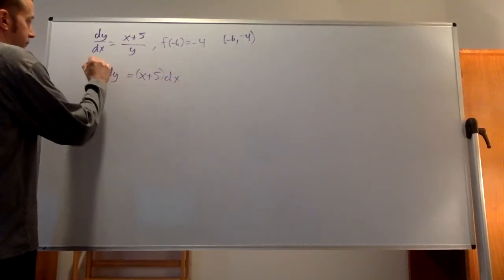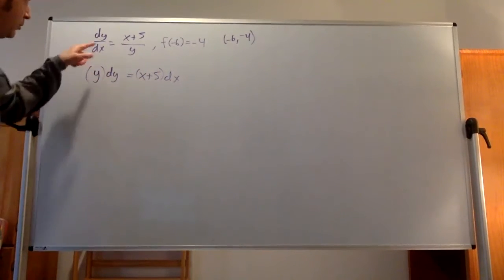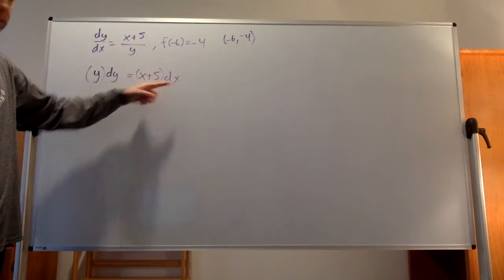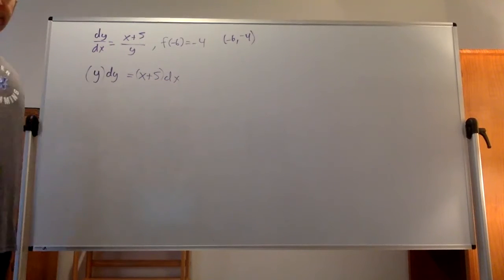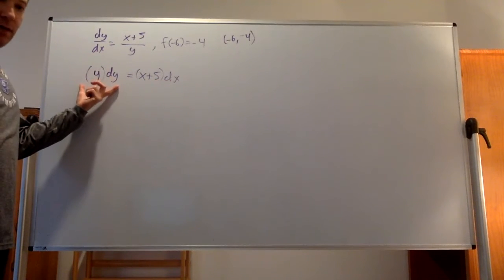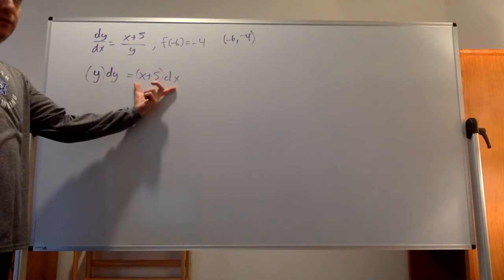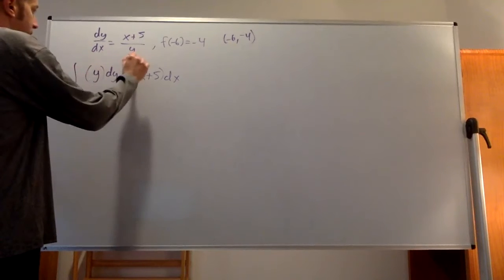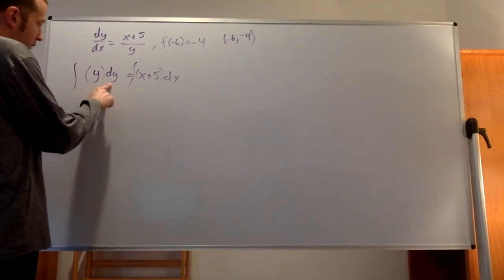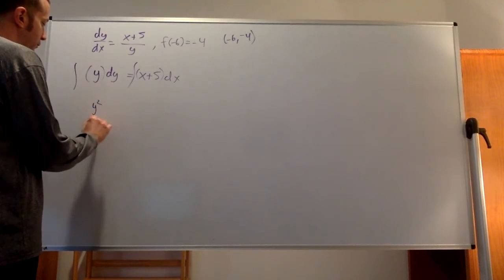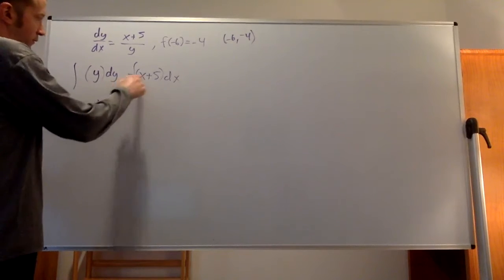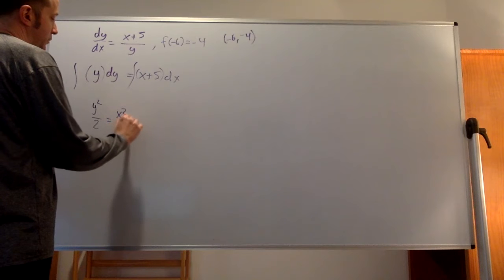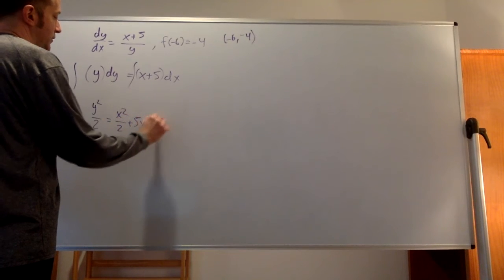Think about it like this. I multiplied y and dy right here. I multiplied x plus 5 and dx right here. And I get this little equation. I now have all the y's and dy's on the left, all the x's and dx's on the right. And so now I can integrate. The integral of y dy is y squared over 2. The integral of x plus 5 is x squared over 2 plus 5x plus c.